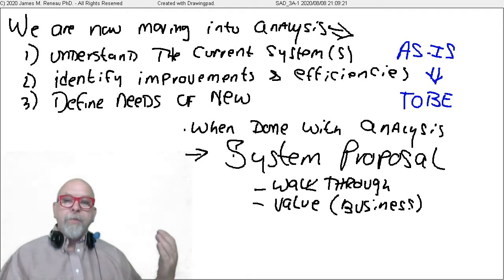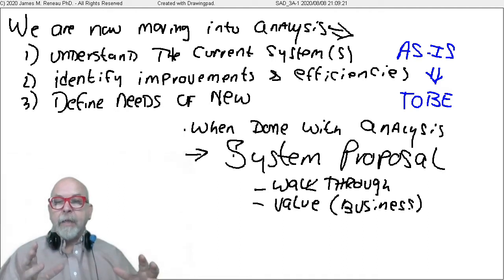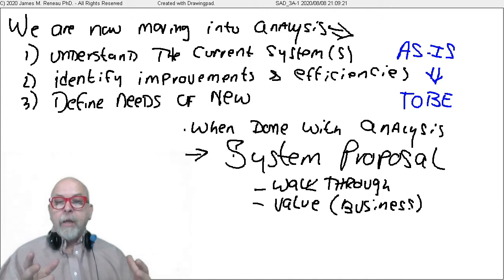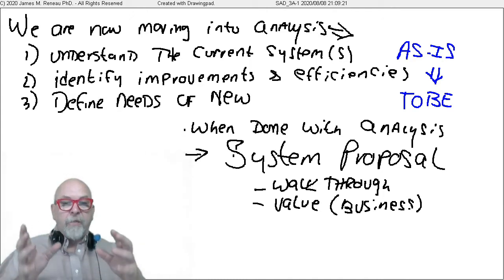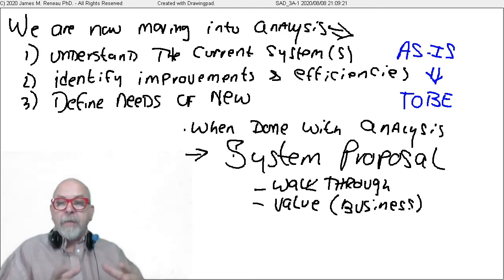There are three things that we're going to do in the analysis phase. The first is we need to understand the as-is system. We need to understand the current system completely, because if you don't understand what the client is currently doing, you'll miss things, you'll forget things, you won't see things, and you won't fully understand all the business rules and business processes that you've got to integrate into your new system.